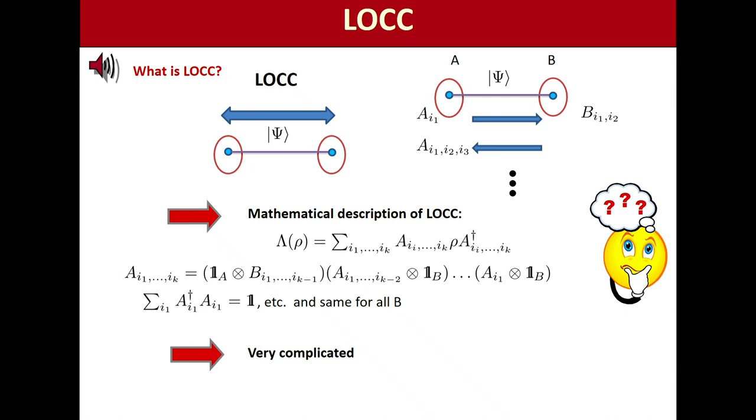Now, mathematically, however, it's very difficult, because if you write down this protocol, you see that you will get a CPT map that looks like that, where these operators, the Kraus operators, have to have a decomposition into possibly infinitely many operators, which are of this kind, so local. Alice does something, then Bob does something, then Alice, then Bob, and so on. So these are local operations. The difficult thing is that you have to make sure that each of these factors is a complete operation that Alice did at that point of the protocol. So you have to make sure that each of these factors obeys the completeness relation.